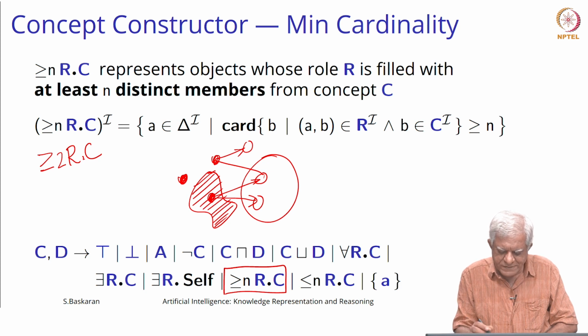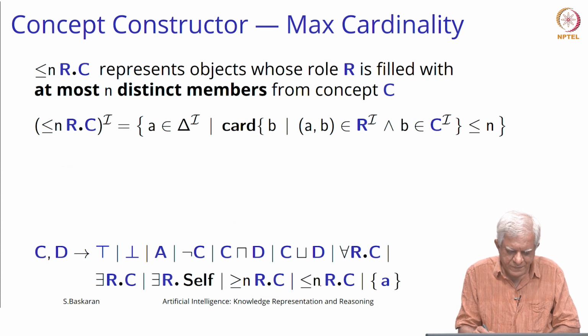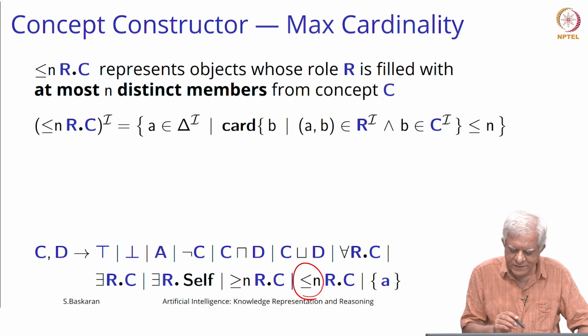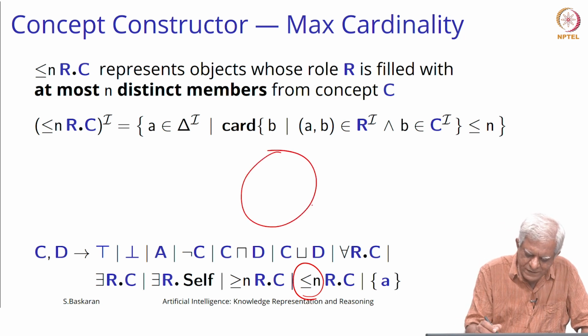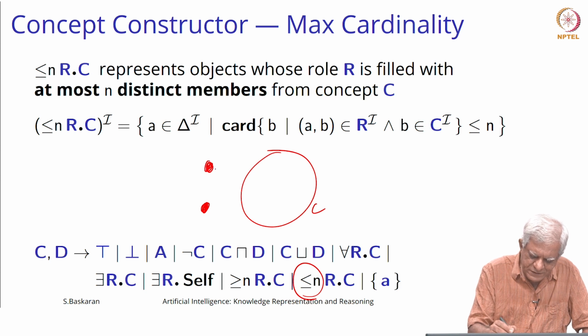If I were to change it to max cardinality, that at most n role fillers, then for the same diagram, this is C, this is this element, this is this element.